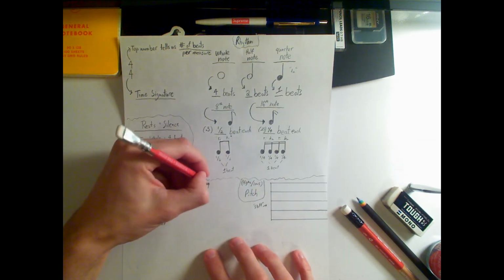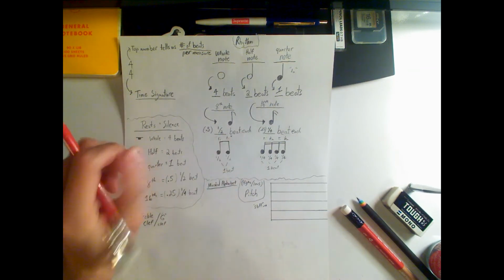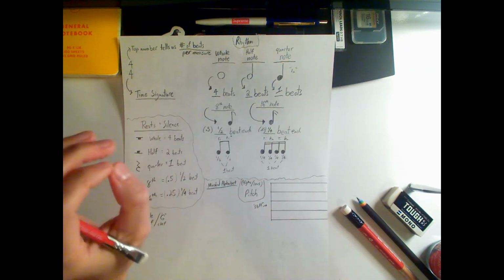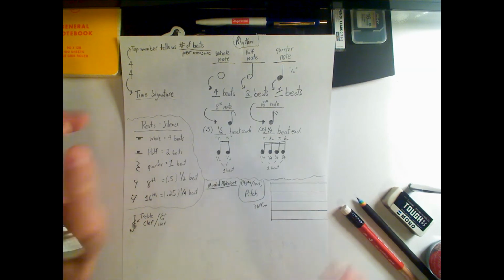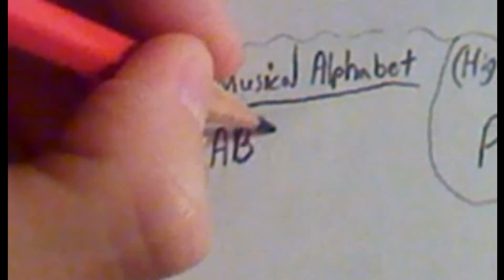musical alphabet. Now, for those of you that remember, the musical alphabet uses just the very first 7 letters of the alphabet that most of us grew up knowing, which is, of course, A, B, C, D, E, F, and G.